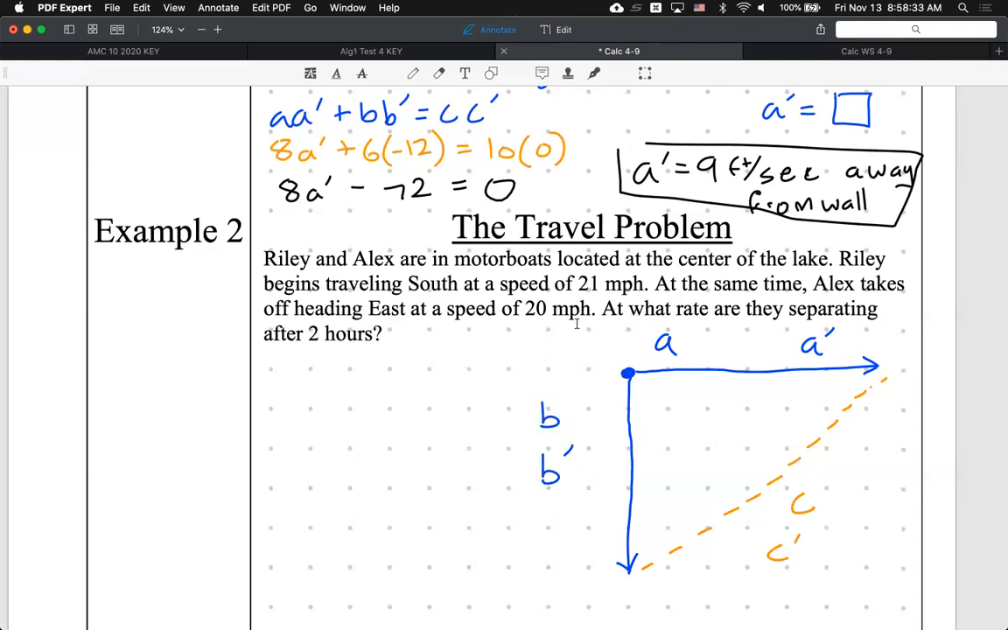Let's start analyzing this problem then. Begins traveling south at a speed of 21 miles per hour. What is 21, Fiona? B prime. So that's going to be 21. Is it positive or is it negative? Okay, positive. At the same time, Alex takes off east, heading at a speed of 20 miles per hour. What does that mean, Andrea? A prime is 20. Positive or negative? Positive. Okay. And again, you should always be thinking positive or negative with every single one of these numbers. Make sure you're interpreting the problem correctly.